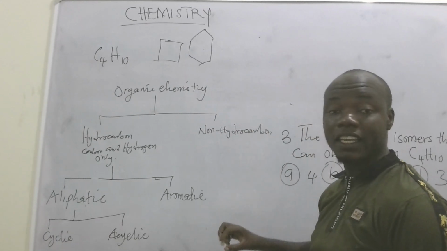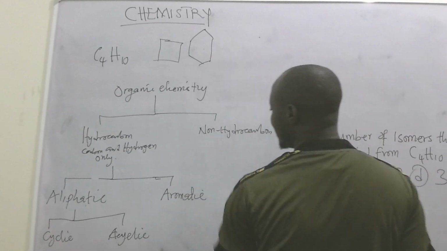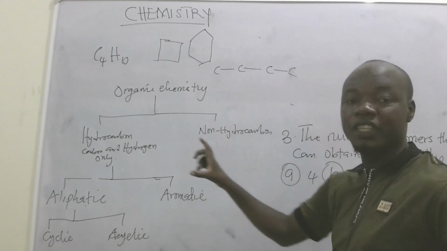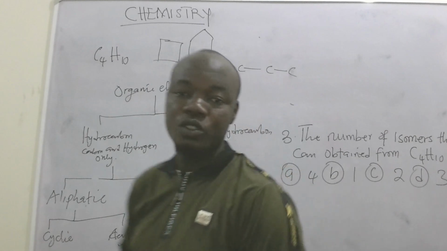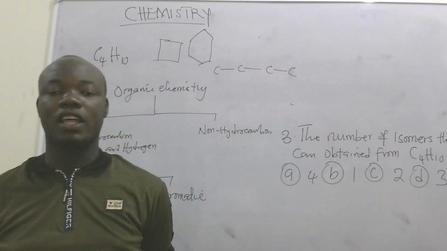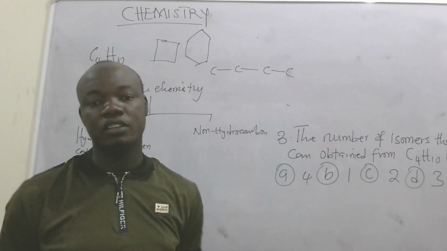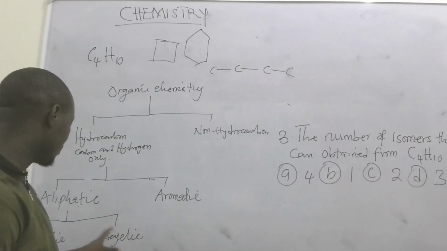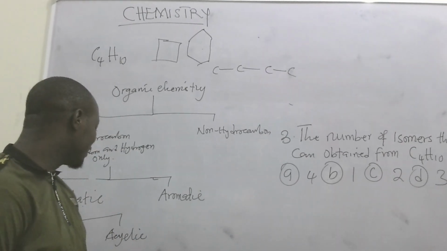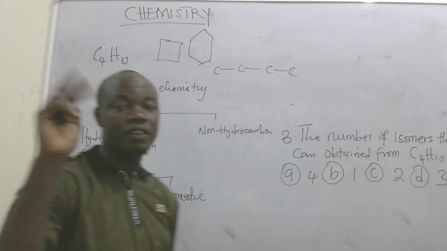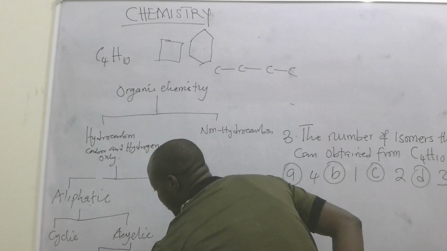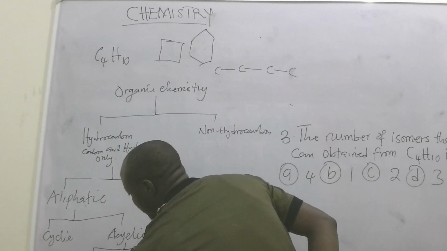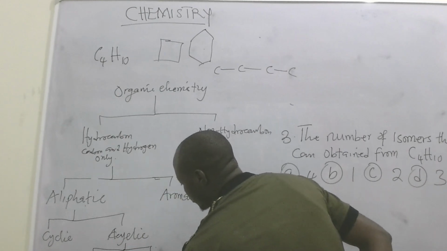For the acyclic, they are the compounds that are found in linear form, or they are called open chain. While the cyclic are in closed chain, they form a ring. That is what we call aliphatic, cyclic and acyclic. Under this, it is also divided into two. We have saturated and unsaturated.